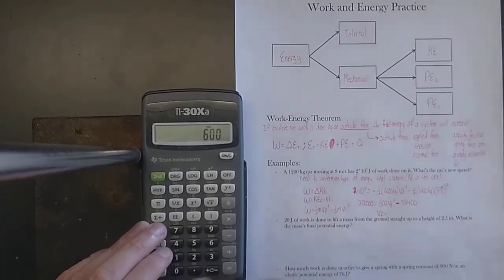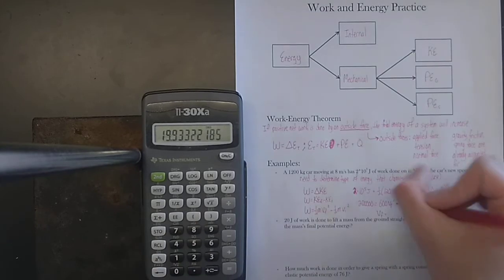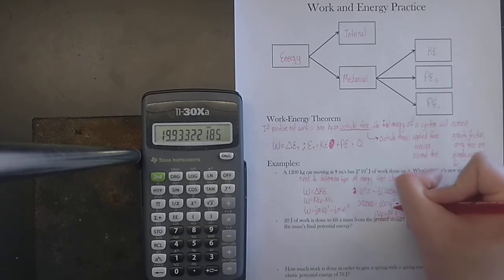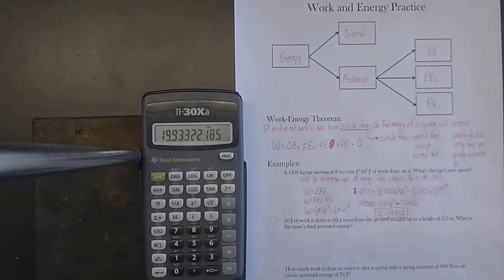Final velocity of the car is 19.93 meters per second. We didn't have enough information to solve that using forces, I don't think. We didn't have enough information to solve it using kinematics, but we were able to figure out the final speed of the car simply by using the idea that work changes some type of energy. The work done changes the energy of the car.